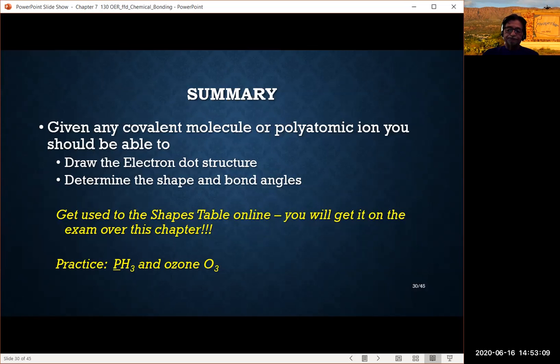Okay, this basically summarizes: given any covalent molecule or polyatomic ion, you should be able, if necessary, to draw the electron dot structure, and from that dot structure, determine the shape and the bond angle. That comes from the shapes table. That's important. So you might want to practice on these, and maybe next time we'll bring it up. We can do it in class or during the office time on Fridays. PH3 and ozone. Try those.